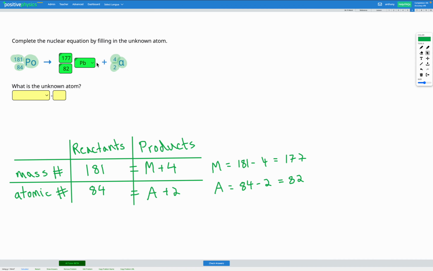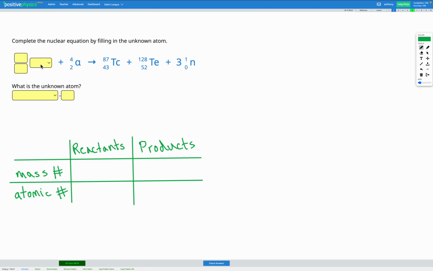So there's our complete nuclear equation. Finally, what is the name of the unknown atom? Well, we know that it's lead. And as for the number here, that's going to be the mass number. Since lead always has an atomic number of 82, we add the mass number at the end so that the name can give all the same information as the nuclear symbol. Awesome. Let's do one more of this type.